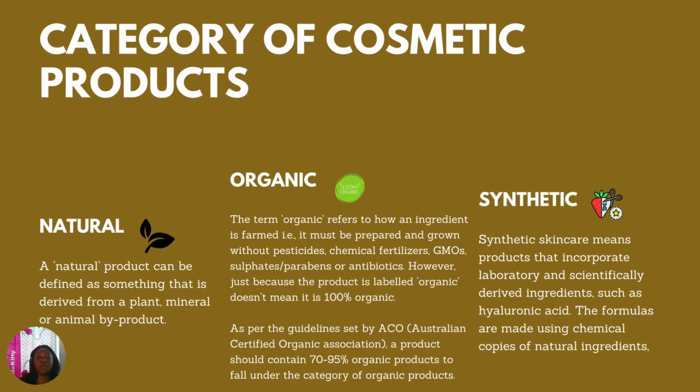Okay, so moving on, today we'll be discussing categories of cosmetic products. The first on our list is natural. A natural product can be defined as something that is derived from a plant, mineral, or animal byproduct. For you to be sure that a product is natural, you need to read the cosmetic ingredient list on the product or the vendor's website or their social media page.